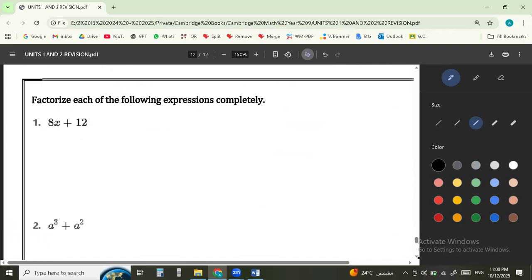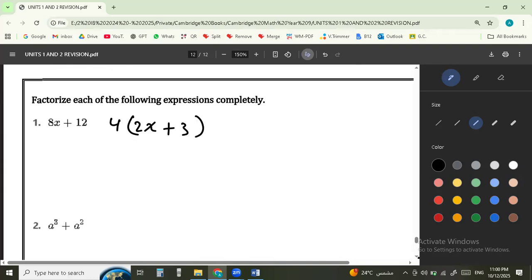They wanted to factorize. What is the meaning of factorizing? To factorize is to find the highest number you can divide both of them by. So the highest number you can divide both of them by here is 4, open brackets. 8x divided by 4, 2x. Positive 12 divided by 4, positive 3.